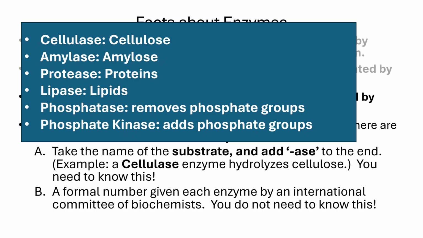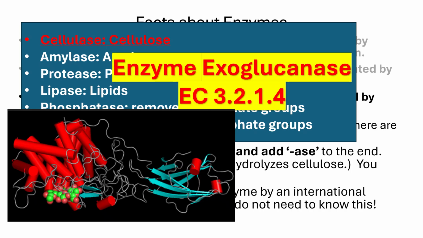Okay, so here's the informal way of naming enzymes. Just add "ase" to whatever the substrate is that they work on. Here is the more formal way of naming enzymes. So a cellulase, instead of just calling it a cellulase, the International Enzyme Convention has given it the name EC 3.2.1.4, and specifically it is called an exoglucanase.